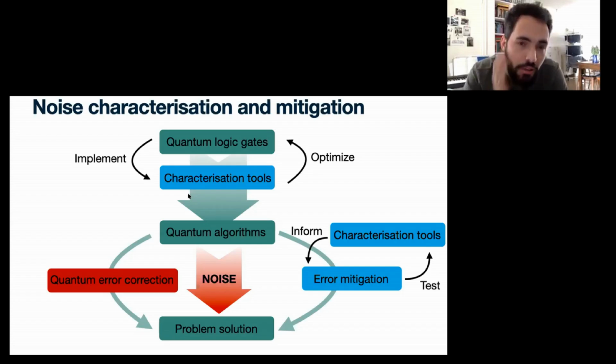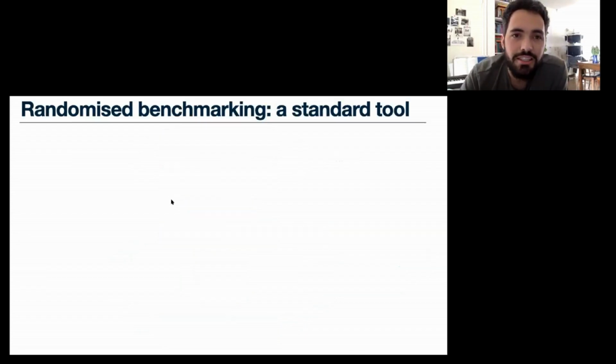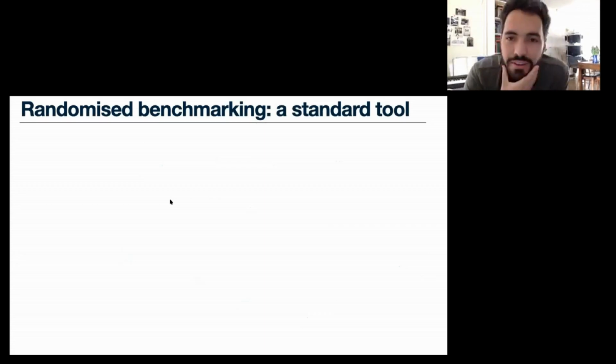example. It's going to look a little bit abstract, but at the end, hopefully you'll see at least why I'm interested in these things. The characterization tool that I'm going to talk about is called randomized benchmarking. And it looks a lot like the supremacy task that Harry talked about before.